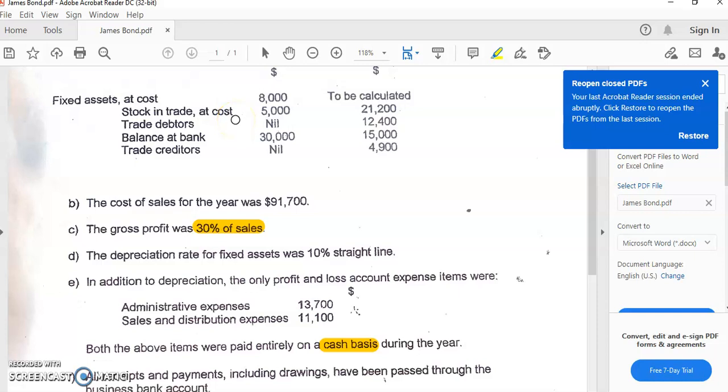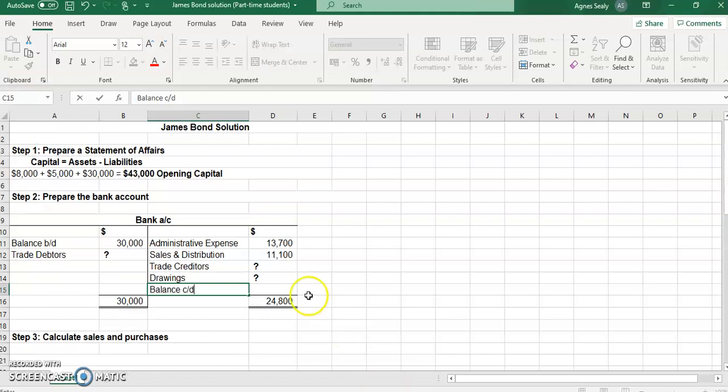Welcome back again. In our previous video, we started to look at calculating our opening capital by using the statement of affairs and using our accounting equation. Capital is equal to our assets minus our liabilities. And we also started to enter some information into our bank account. When we look at it, we knew our opening balance for our bank was $30,000.